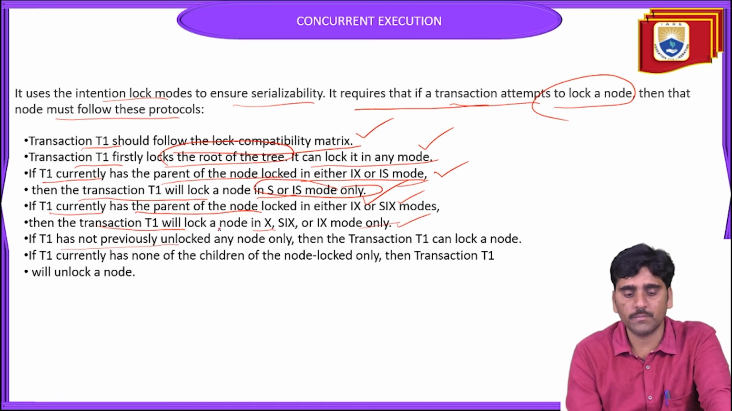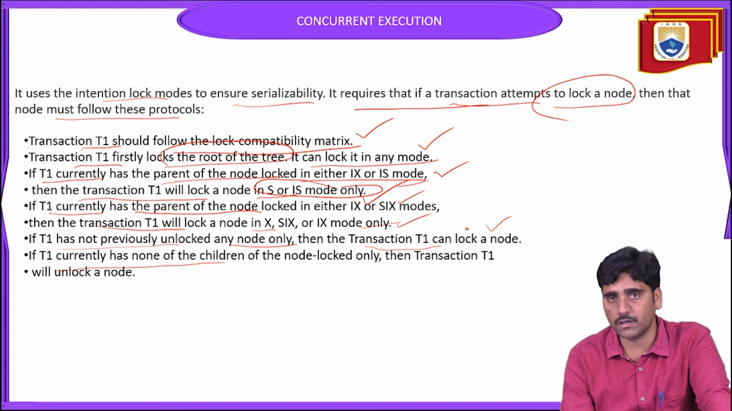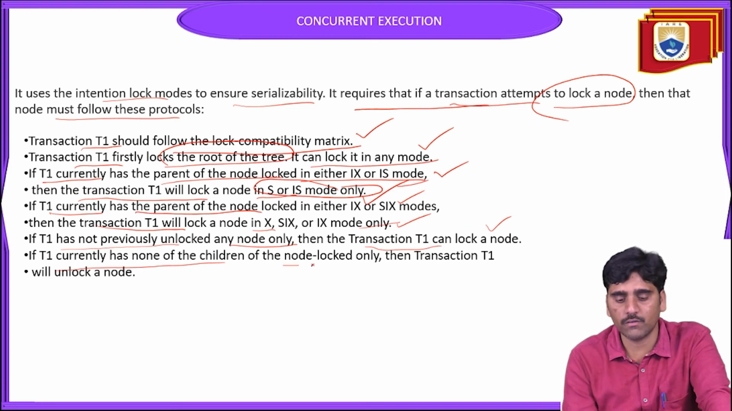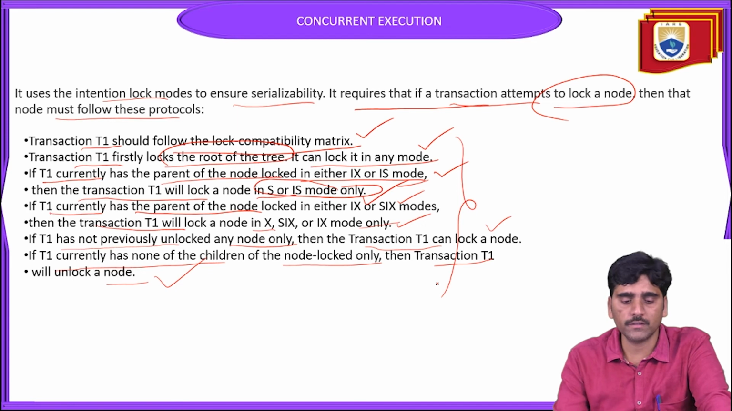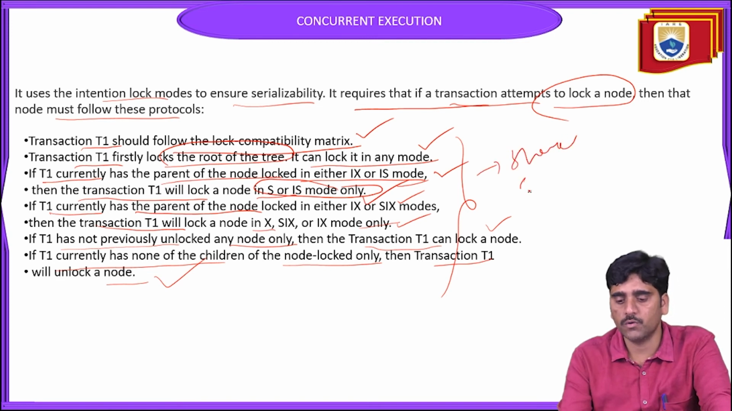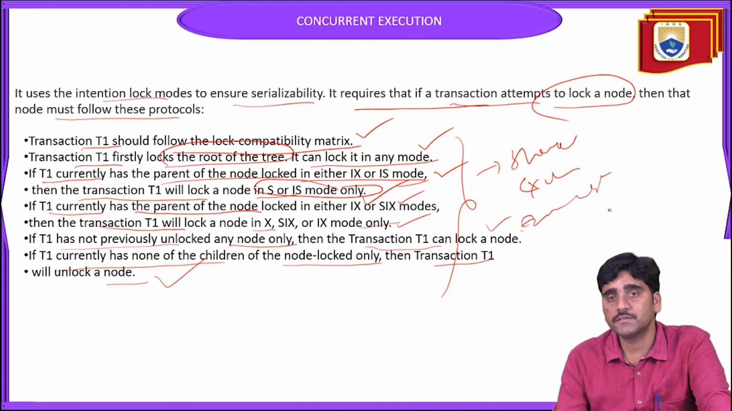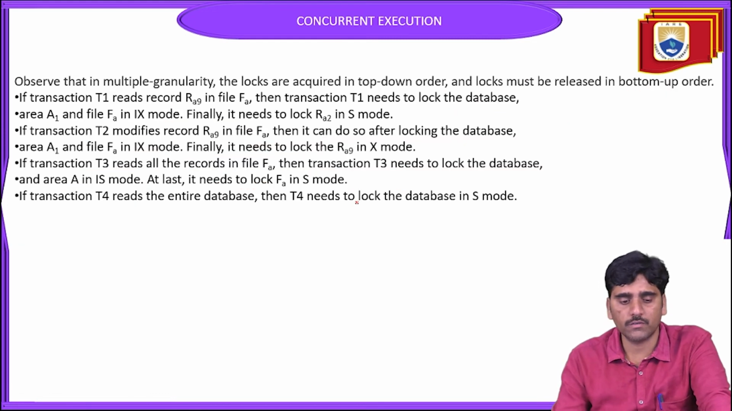If T1 has not previously unlocked any node, then the transaction T1 can lock a node. If none of the children are locked by T1, then the transaction T1 can unlock a node. So these are all the transactional operations that use locks in the different modes. Those modes are shared mode, exclusive mode, intentionally shared mode, intentionally exclusive mode, and shared and intentionally exclusive mode. These are all the different types of modes we observed.